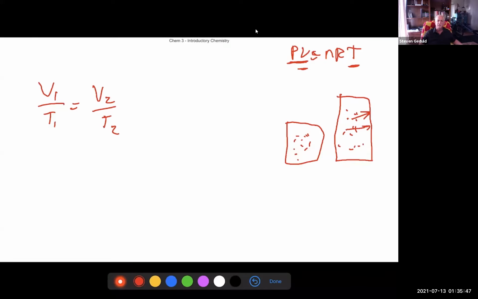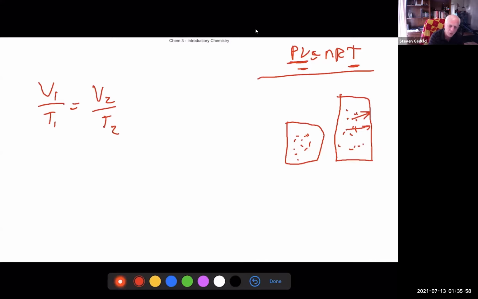And that's all it says. So pressure and volume are inversely related. Volume and temperature are directly related because they're the same on both sides of this ideal gas law. It tells you which one's directly related, which one's inversely related.